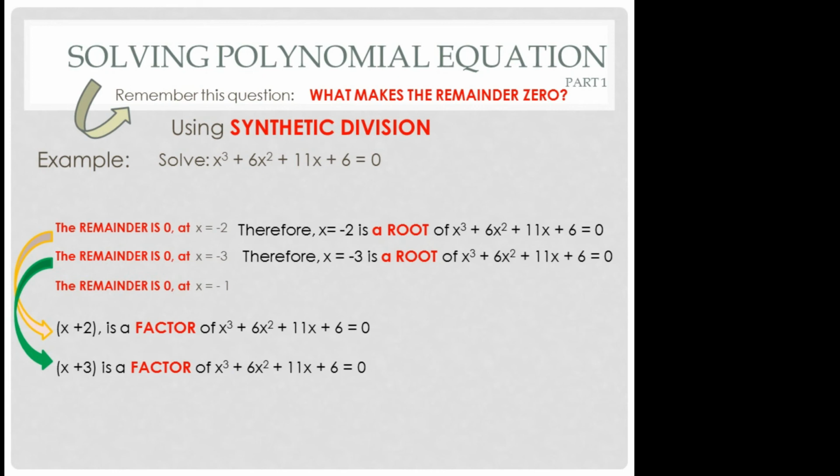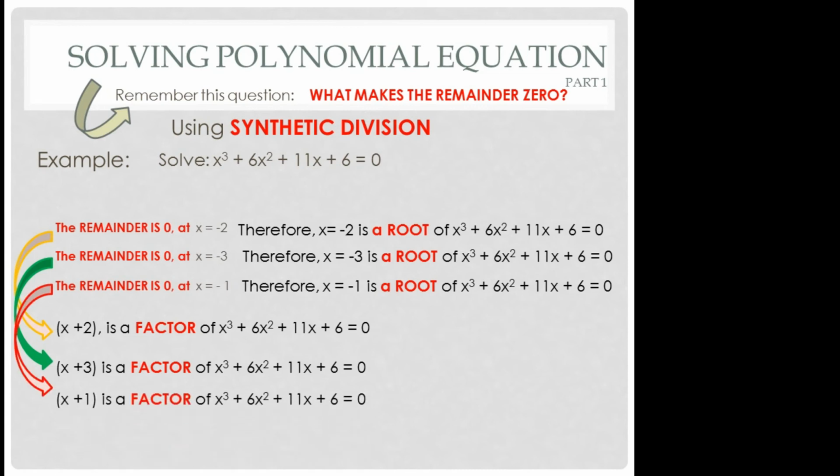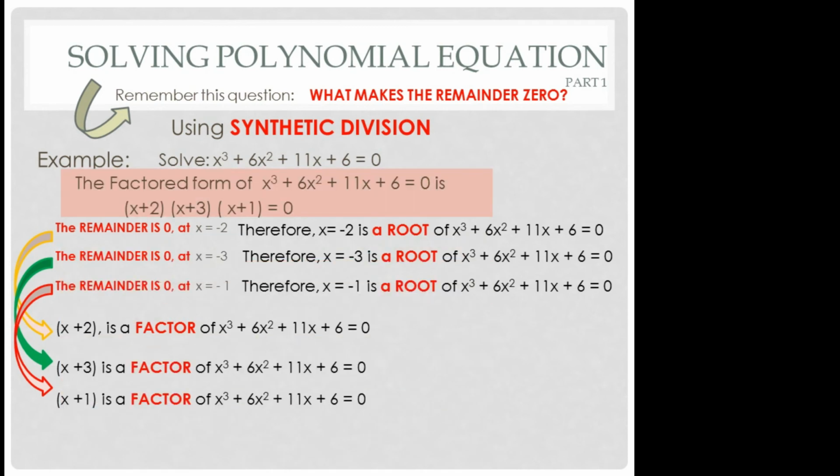And also, the remainder is 0 at x equals negative 1. We can also say that x plus 1 is a factor of x cubed plus 6x squared plus 11x plus 6 equals 0. The roots therefore of x cubed plus 6x squared plus 11x plus 6 equals 0 are x equals negative 2, x equals negative 3, and x equals negative 1. The factored form of x cubed plus 6x squared plus 11x plus 6 equals 0 is x plus 1 times x plus 2 times x plus 3 equals 0.